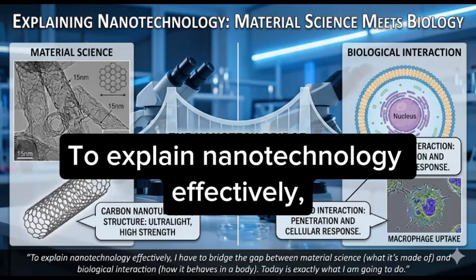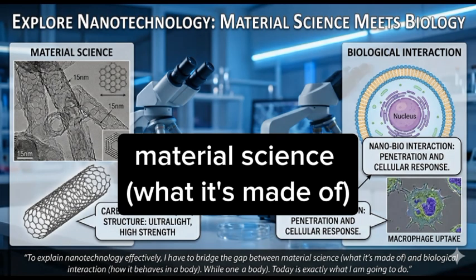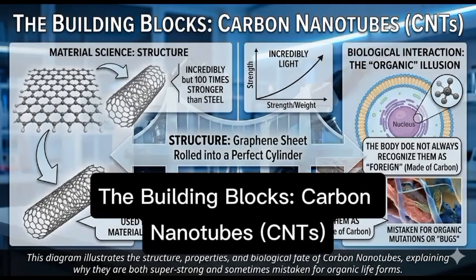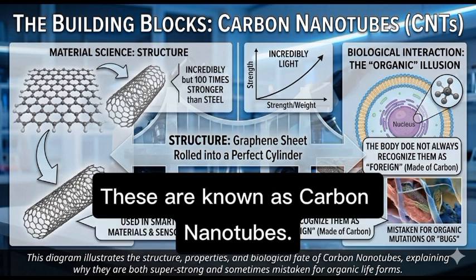To explain nanotechnology effectively, you have to bridge the gap between material science, what it's made of, and biological interaction, how it behaves in a body. The building blocks: carbon nanotubes, CNTs. You must understand that nanotech can be carbon hollow tubes. These are known as carbon nanotubes.